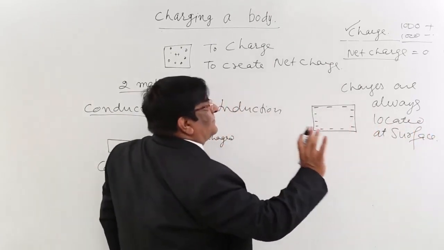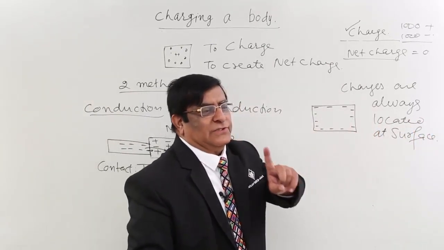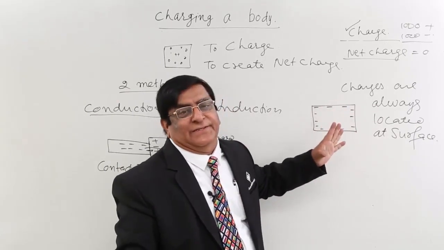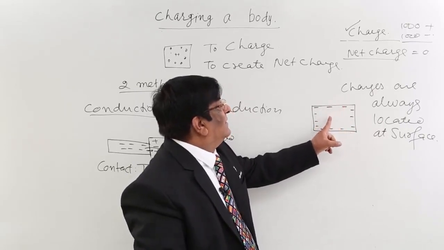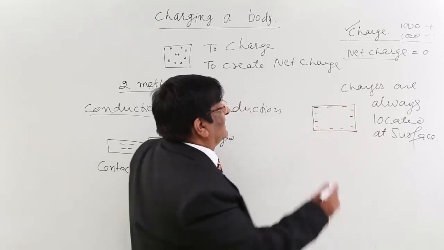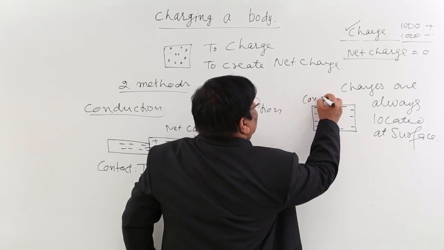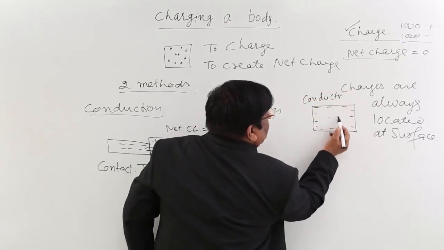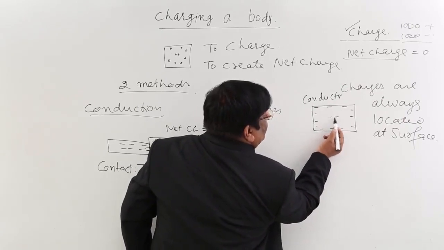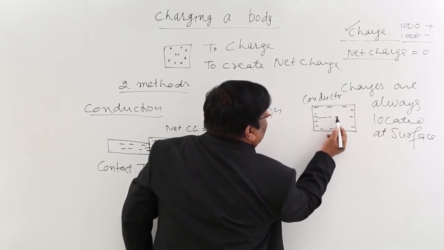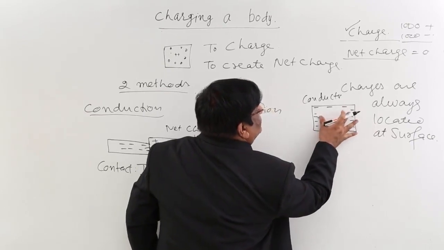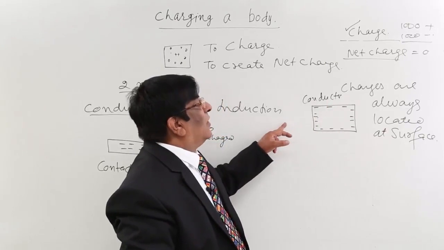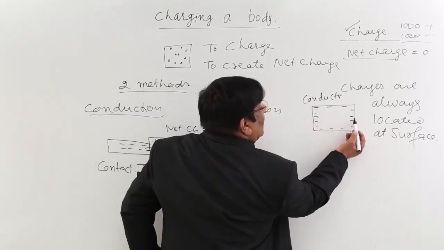Why? The very fundamental reason, which you learnt in the first topic, is that similar charges repel each other. If they repel each other, they move, and this is a conductor. If this is a conductor, it will allow these charges to move. They repel each other, one moves here and the other moves here. So all the charges will move up to the border. Why don't they go out? Even now they are repelling each other.